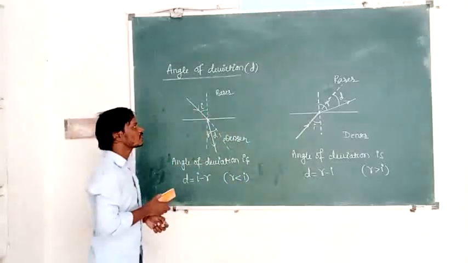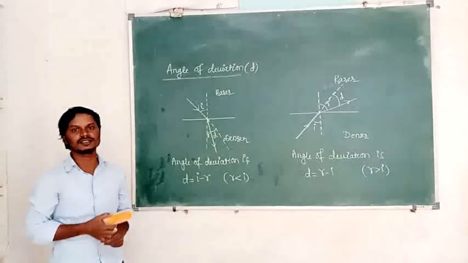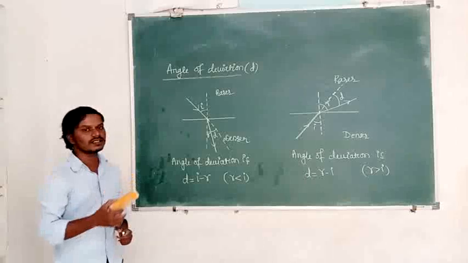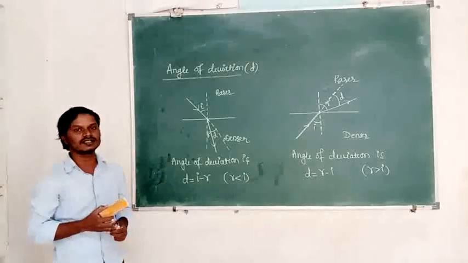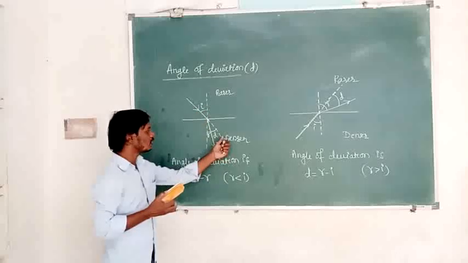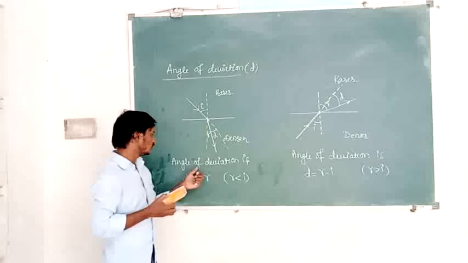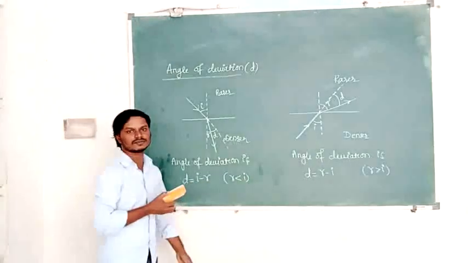Why are we going to discuss this deviation? We are going to use this deviation in lateral shift. So what does the deviation tell us here? Deviation tells how much the light bends from its incident path. That is given by the angle of deviation.